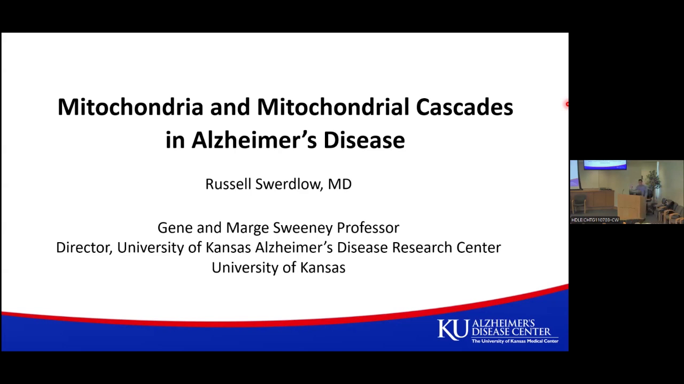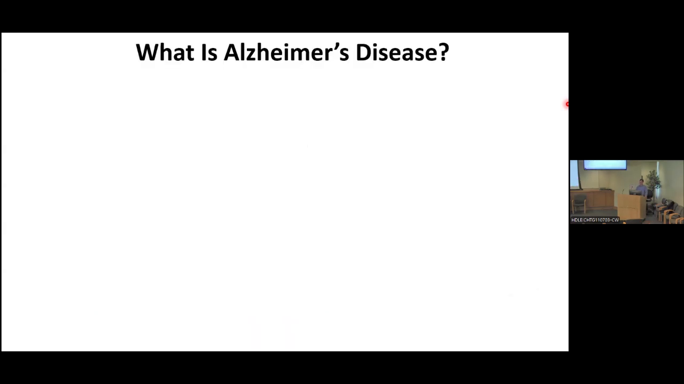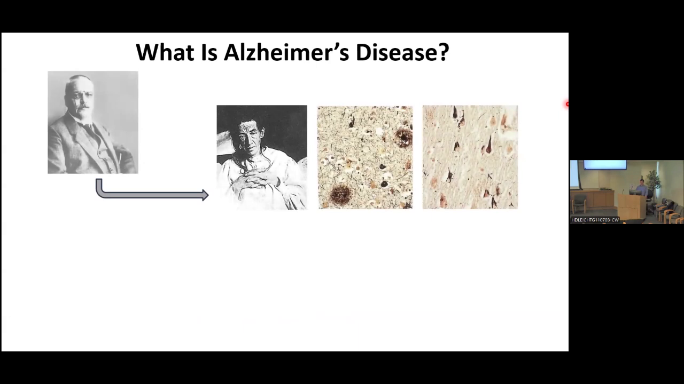I'm Russ Swerdlow. I'm going to discuss mitochondria and mitochondrial cascades in Alzheimer's disease. But first, what is Alzheimer's disease? It's been over a century since Alois Alzheimer made the association between progressive dementia and plaques and tangles.